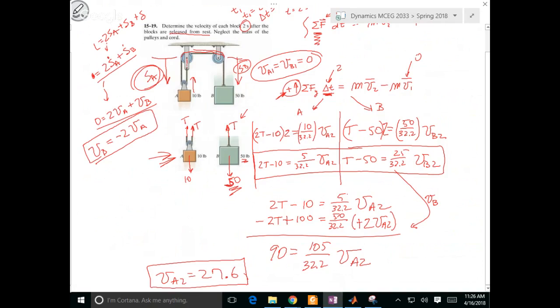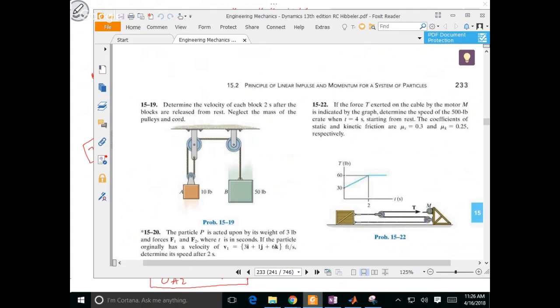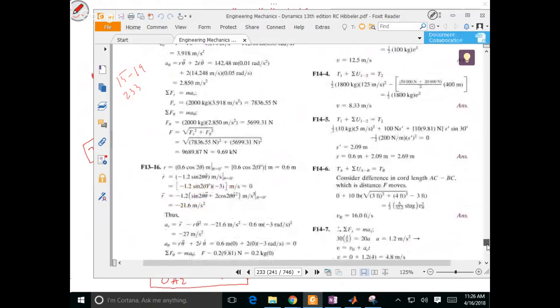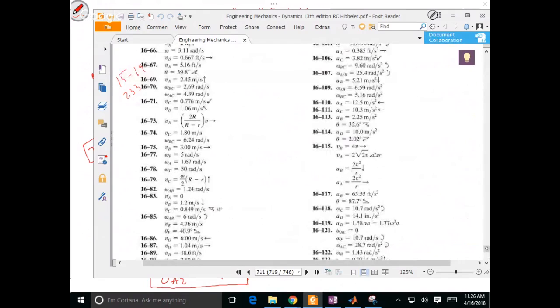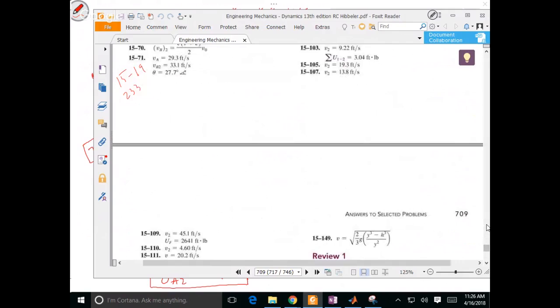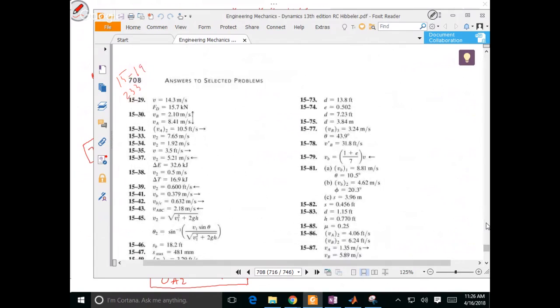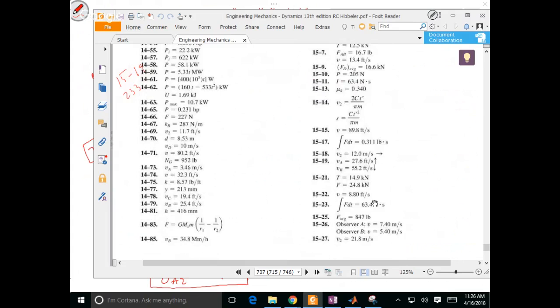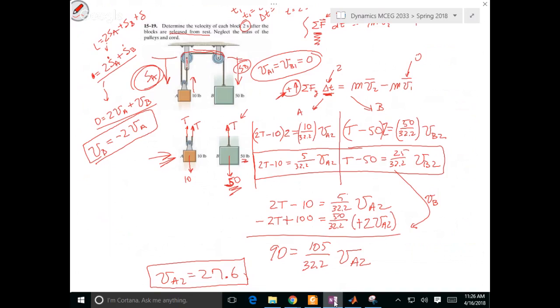Now let me go check. Okay, wait a minute. 15, was it 19? 19 on page 233. It's hard to jump around. 15, 19, 15, 19. Okay, why am I not seeing it? Oh, here it is. Okay, I got VA. Okay, so VA 27.6. I think that's what I got.